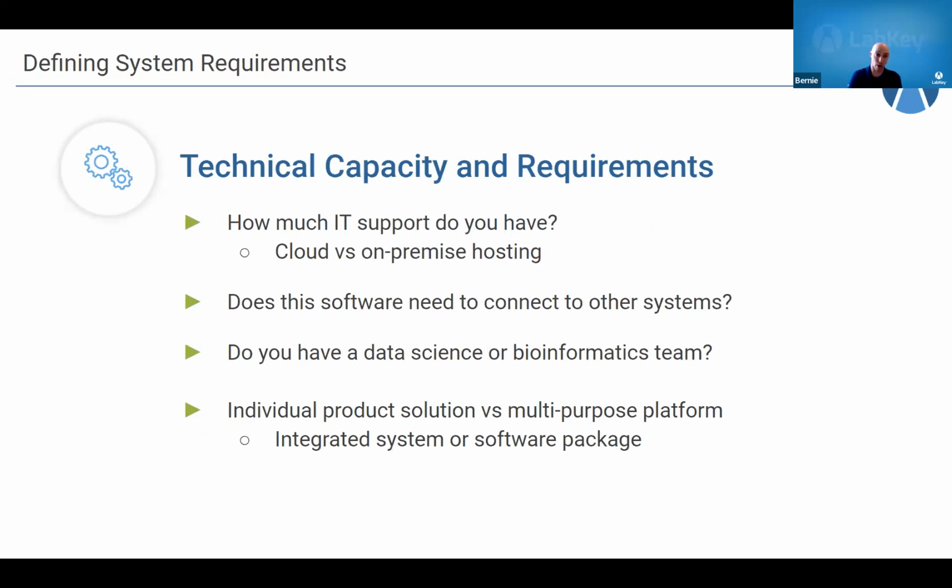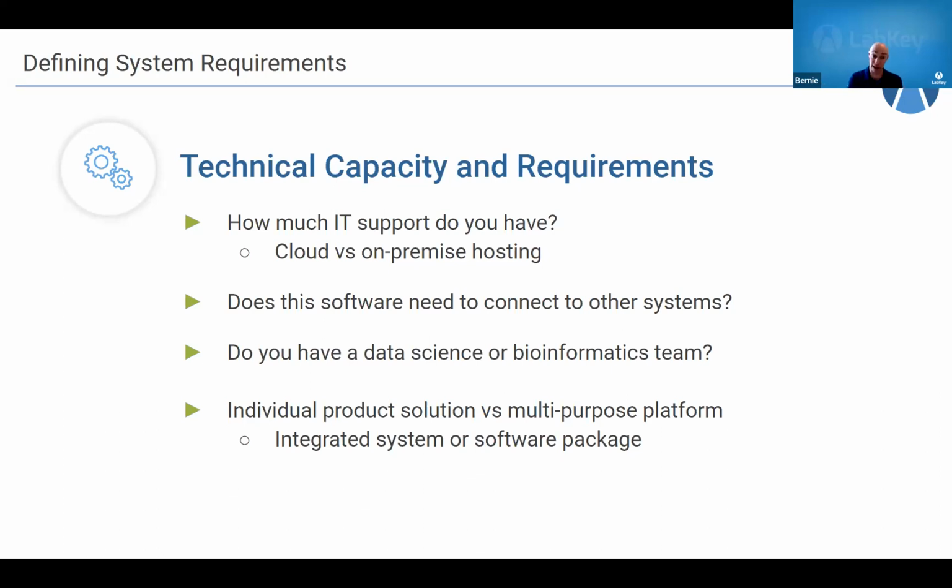technical capacity and requirements. How much IT support do you have? If you need to run the software from your own local hardware, let's say you have a server room somewhere on your campus, do you or those internal support teams have the knowledge and the bandwidth to actually support some new piece of software? Often they do have the knowledge, they don't have the bandwidth, or sometimes they do have the bandwidth, they don't have the knowledge. It's important to know these things.